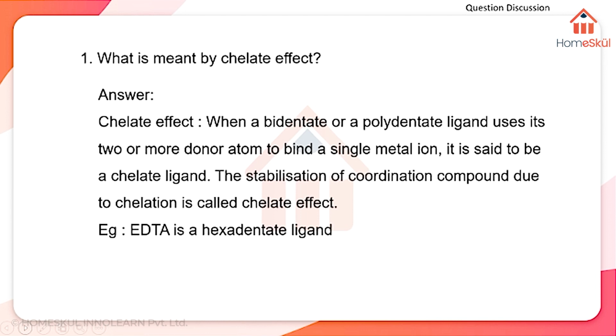What is meant by chelate effect? Let's see what the chelate effect is. When a bidentate or polydentate ligand uses its two or more donor atoms to bind a single metal ion, it is said to be a chelate ligand. The stabilization of a coordination compound due to chelation is called chelate effect.